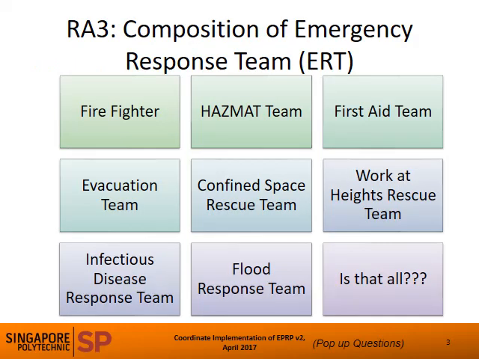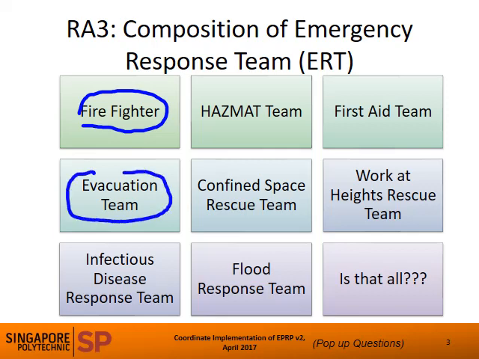So I would like to talk about the composition of ERT. Okay, for almost all workplaces, you have fire emergency. So what happened is that firefighters cannot run away, and in the event of fire, you also need to evacuate, so this evacuation team will be there. Sometimes it comprises what? Fire wardens, etc. Hazmat team is more for chemicals. So if I have a lab, I need a hazmat team. Chemical spillage, process plant, this one cannot run away.